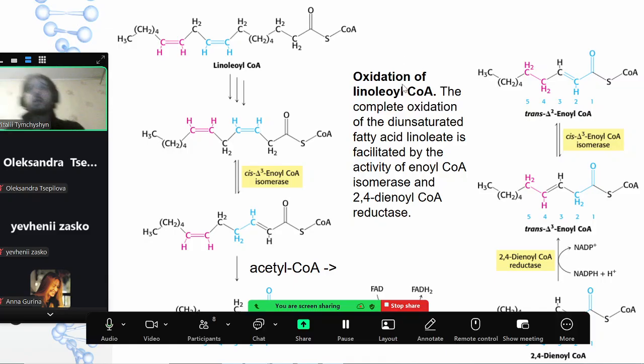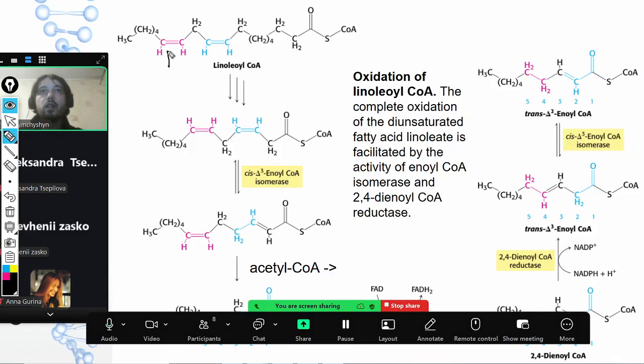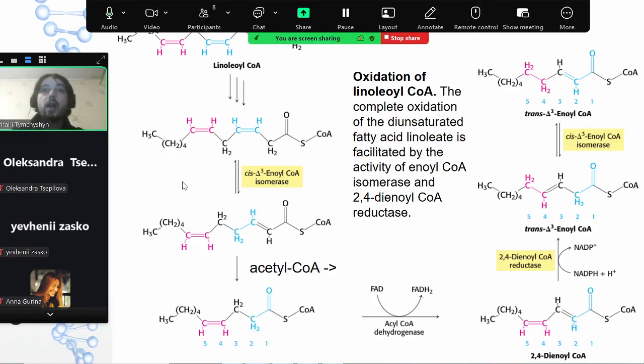Here is the oxidation of the linoleoyl-CoA. That's a complete oxidation of the diunsaturated fatty acid. So you see two double bonds here. So now we should do something with the two double bonds. Well, if they are pretty far apart, it's not a problem. You can use the technique from the previous slide. But if these double bonds are pretty close, some other technique should be employed. And here you see basically what happens with that technique.